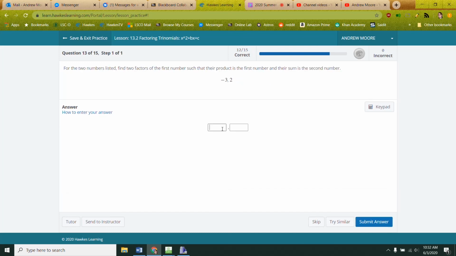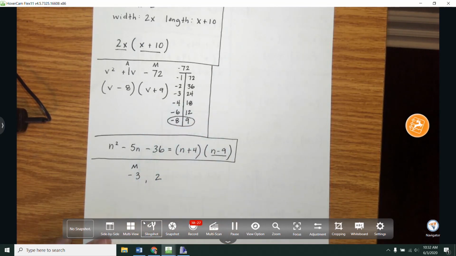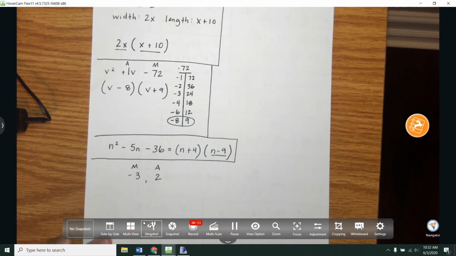For the two numbers listed, find two factors of the first number such that their product is the first number and the sum is the second number. So we're looking for something that multiplies to give us this. That's what product means. And then we're looking for something that adds to give us this 2. Well, we can do a t-chart with this negative 3, and we know that negative 1 and 3 gives us negative 3, and then we know that 1 and negative 3 gives us this. And then if we added these up, this would give us that positive 2, this would give us a negative 2. So it has to be a negative 1.